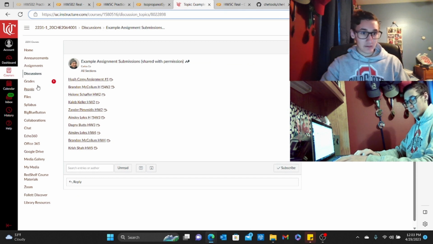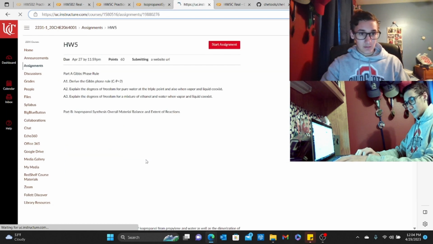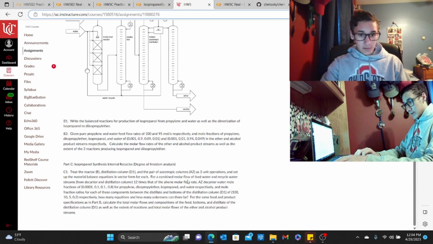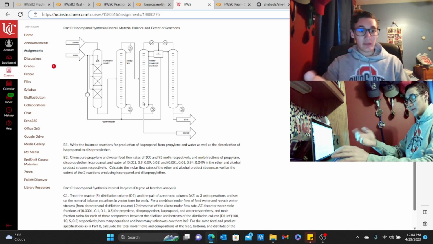Where's homework 5? So we're going to go to assignments. We are going to be doing the second part. What we just did was the reaction-based part, and now we want to get what's going into the distillation feed, and then what's going to be leaving and where it's going to be leaving. So now we're going to start calculating these different steps.